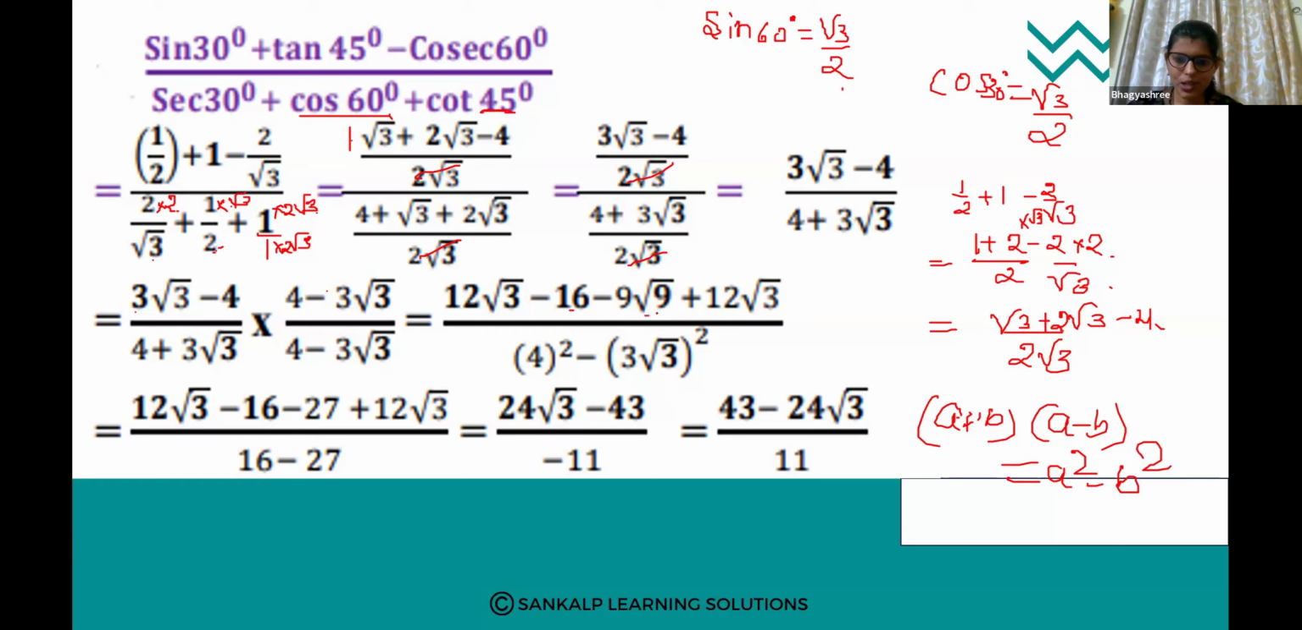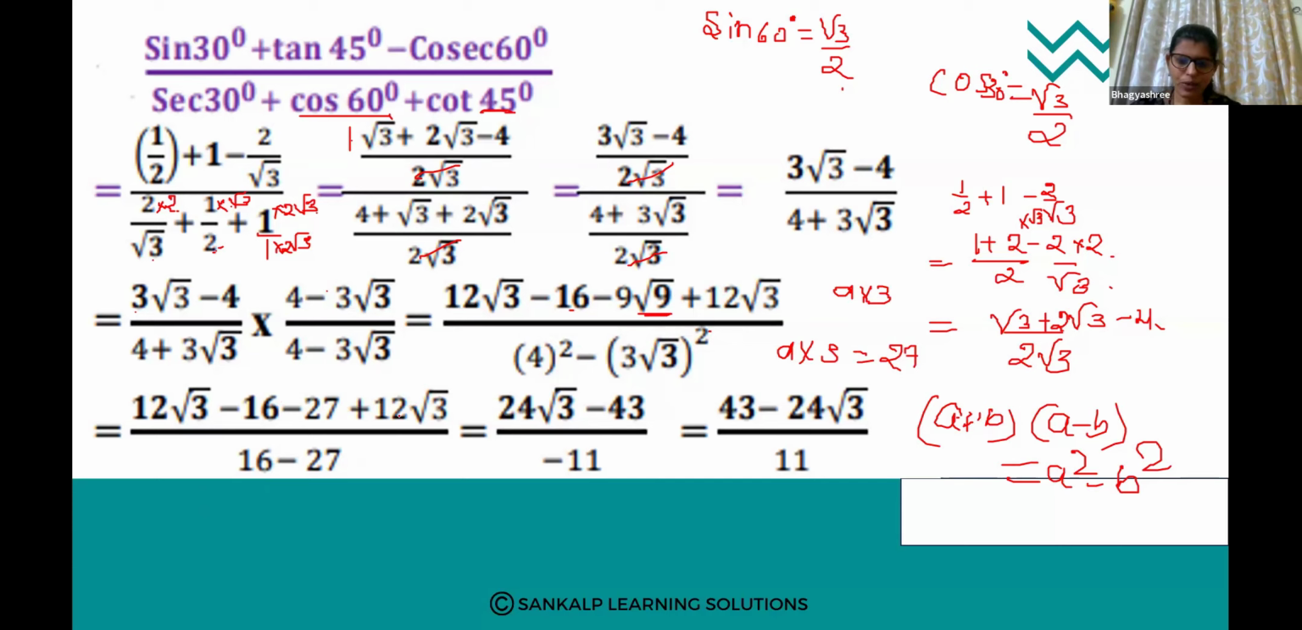27. How 27? Square root of 9 is 3. So 9 into 3 is 27, plus 12 root 3, divided by 4 square is 16 minus 3 square is 9 into 9 into 3 square. Root 3 square is 3. So 9 into 3 is 27. So 16 minus 27. Now, minus 16 minus 27, that is minus 43.